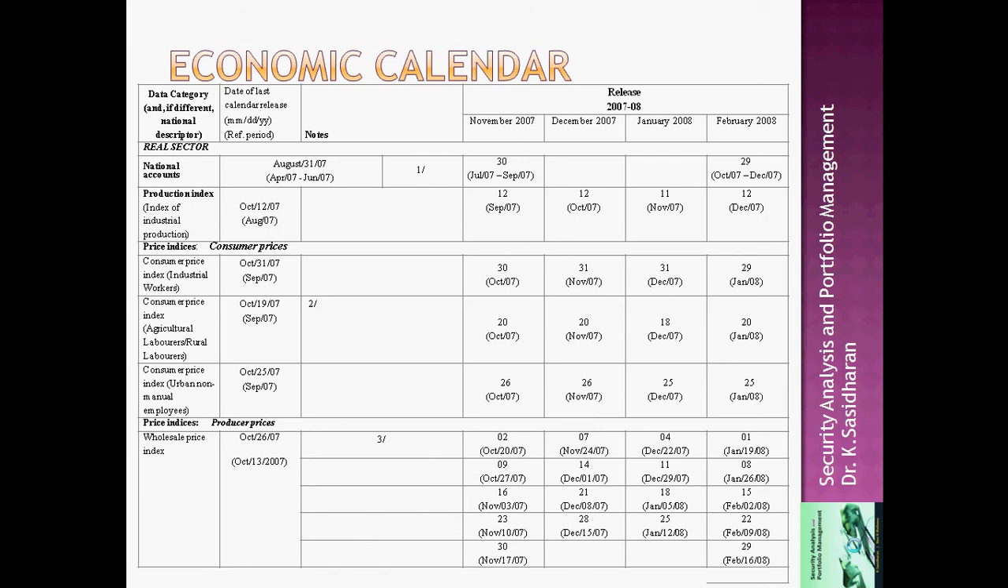And you can see August, October, then November, December, January, February. Six months of activities are given in this particular chart. This is known as the economic calendar.